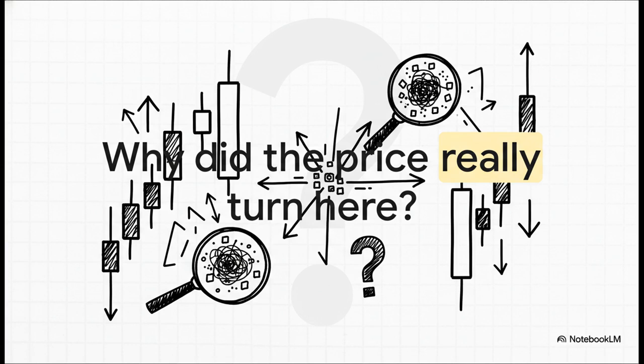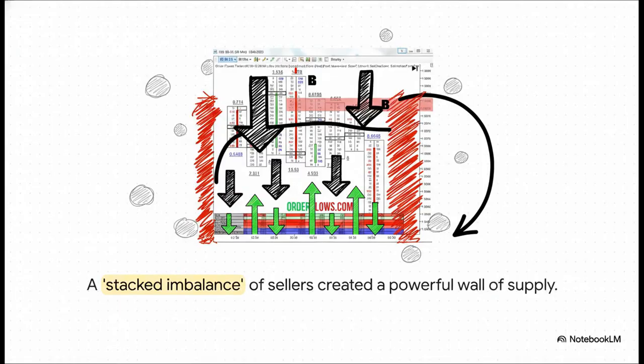But order flow lets us ask the real question. What was actually happening inside that candle to make it turn? So here it is. This is that same reversal, but now we're looking at it through the order flow lens. That area highlighted at point B, that's what's called a stacked imbalance. It's where you have 3 or more price levels in a row where sellers were just overwhelmingly aggressive. They basically created an invisible wall of supply that the buyers just could not break through. It's not magic, it's a visible, data-driven clue that sellers were running out of steam.